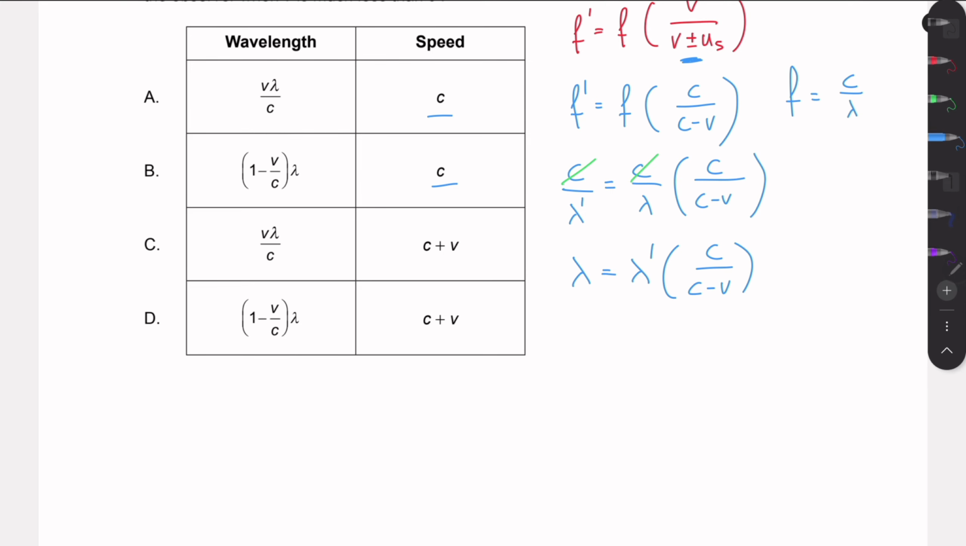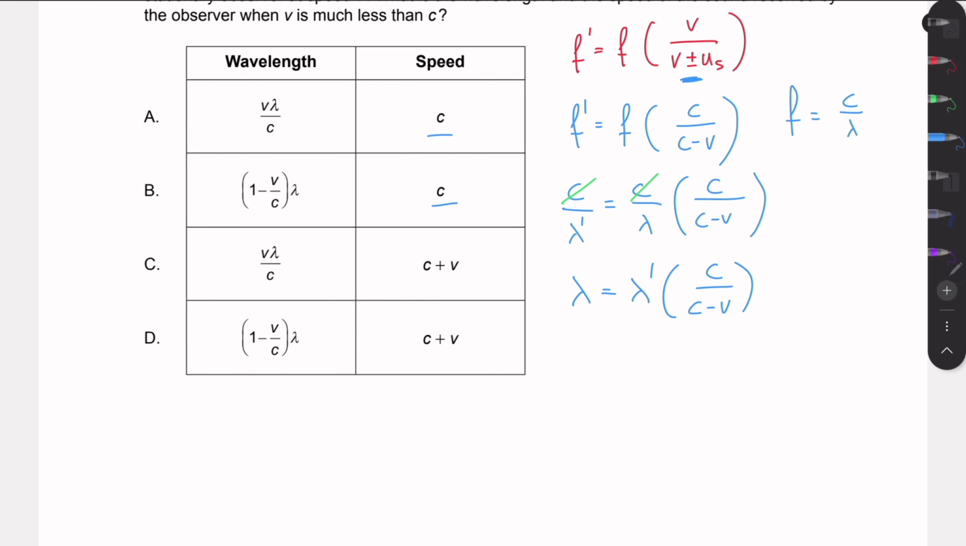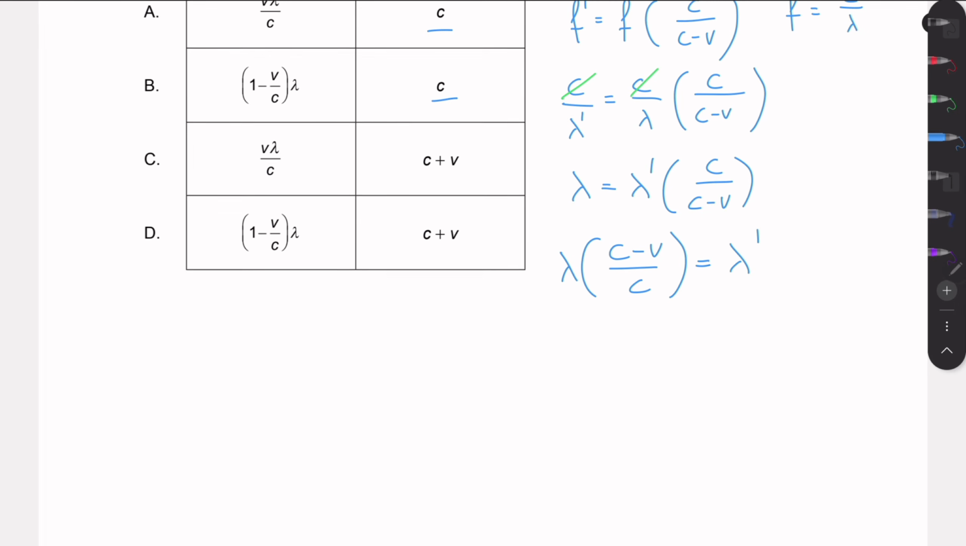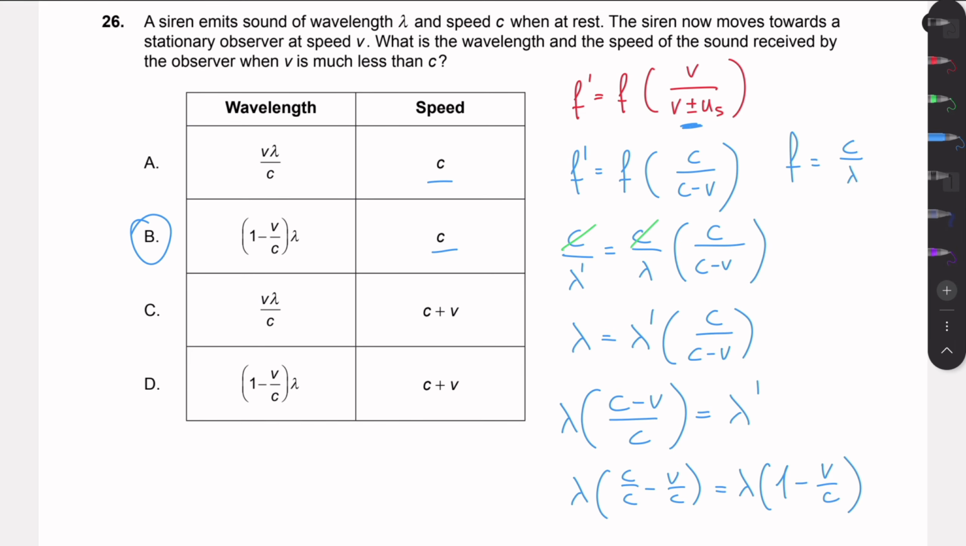Then we need to find the equation for lambda prime, or lambda dash. So we just have to divide by this, which is the same as multiplying by the reciprocal, so that's c minus v over c. This is going to be the new lambda, c over c minus v over c, and this is lambda times 1 minus v over c. So that is option B. And yes, this was quite a lengthy question, with quite a long calculation needed.